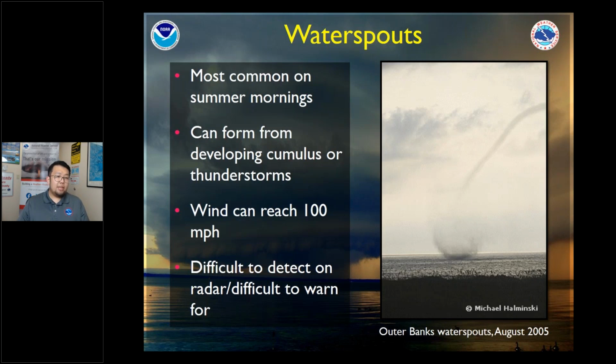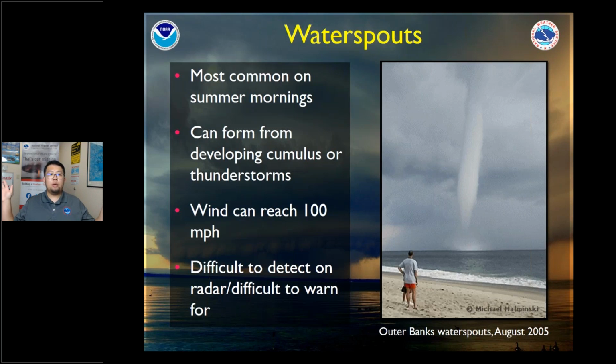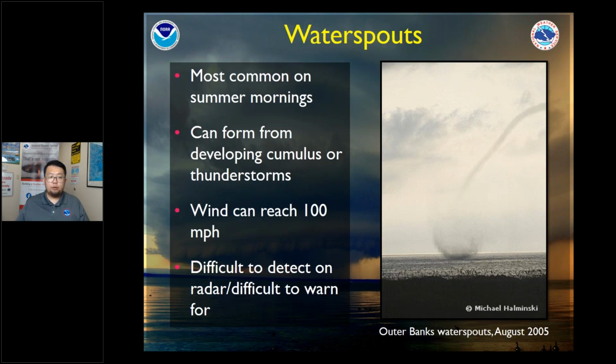And if you think about it, it makes sense because over the water, it's just open country. There's no trees, no mountains or hills to block the wind, so it can do whatever it wants. Those winds can reach up to 100 miles an hour. It is difficult to detect on radar as well.